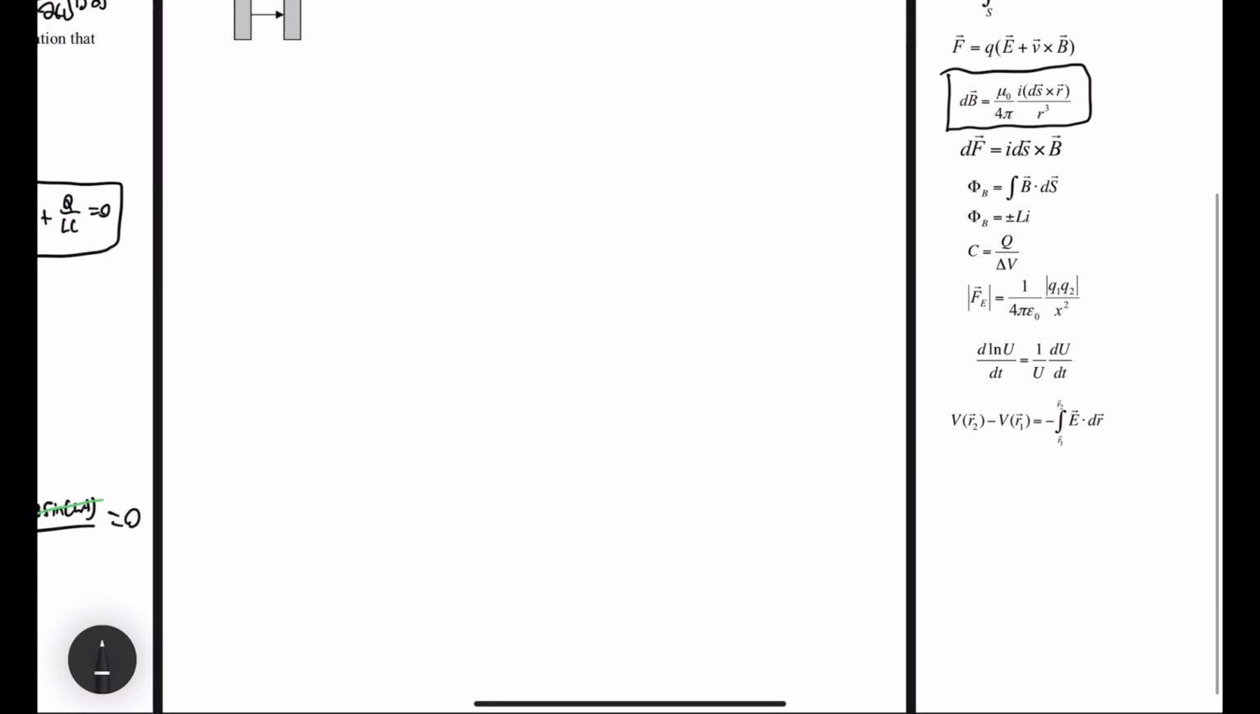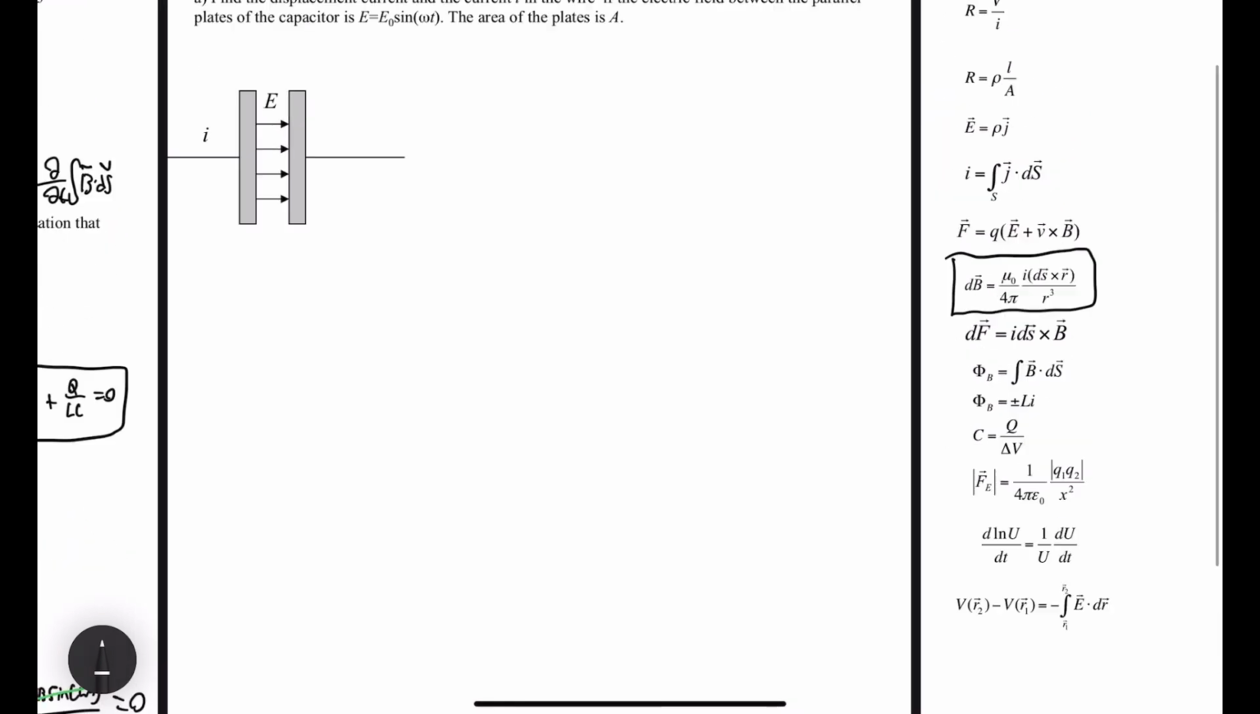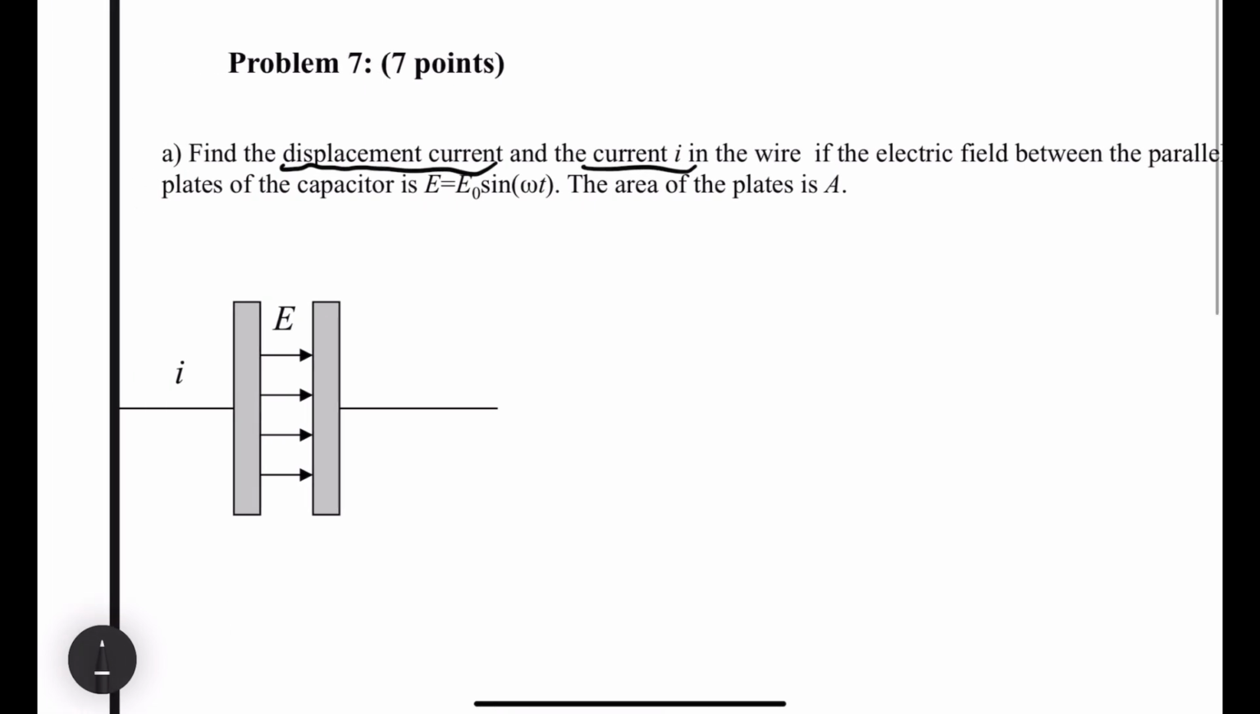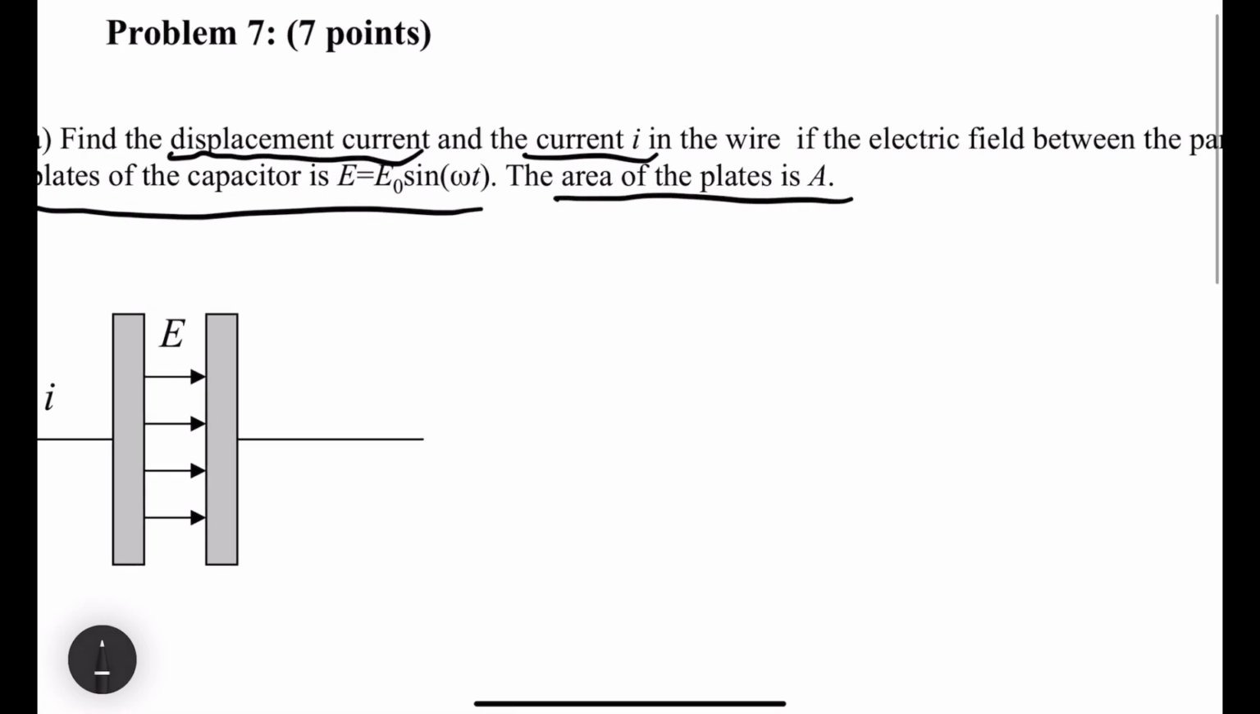That's it. So for the last question, it's a displacement question. Find the displacement current and the current in the wire if the electric field between the parallel plates of the capacitor is this. The area of the plates is A. So recall that displacement current is epsilon naught times the partial with respect to time of the electric flux.